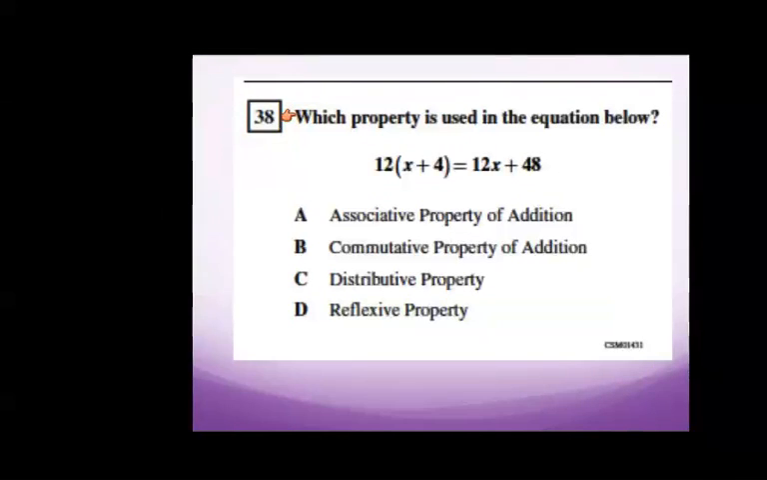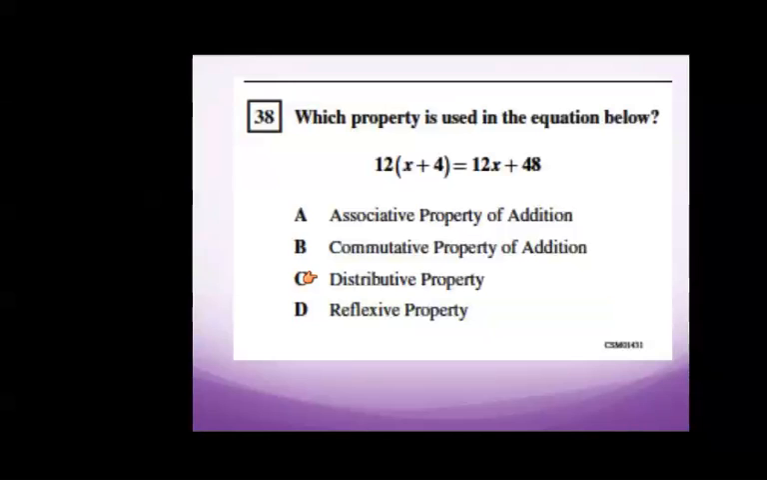Which property is used in this equation below? So take a look at how we change from this one to this one. If it was the associative property, then my parentheses here would be grouped around different numbers. It'd be associating with different numbers. If this was the commutative property, then I would be rearranging some numbers in here, which is not what's going on. We didn't even talk about the reflexive property, so right away you could eliminate this answer.